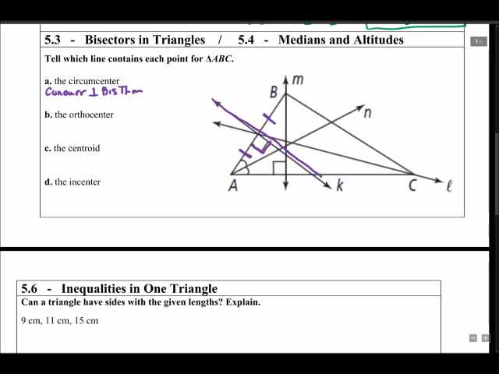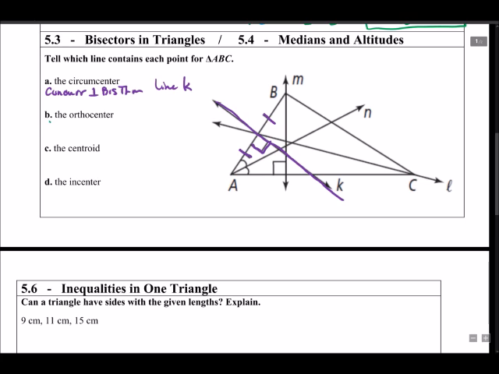So line K, that's not very good. We'll fix that. Line K is a perpendicular bisector. So we know that somewhere on line K is going to be the circumcenter. We could find the other perpendicular bisectors and find out where they intersect. Okay, who's next? The orthocenter.